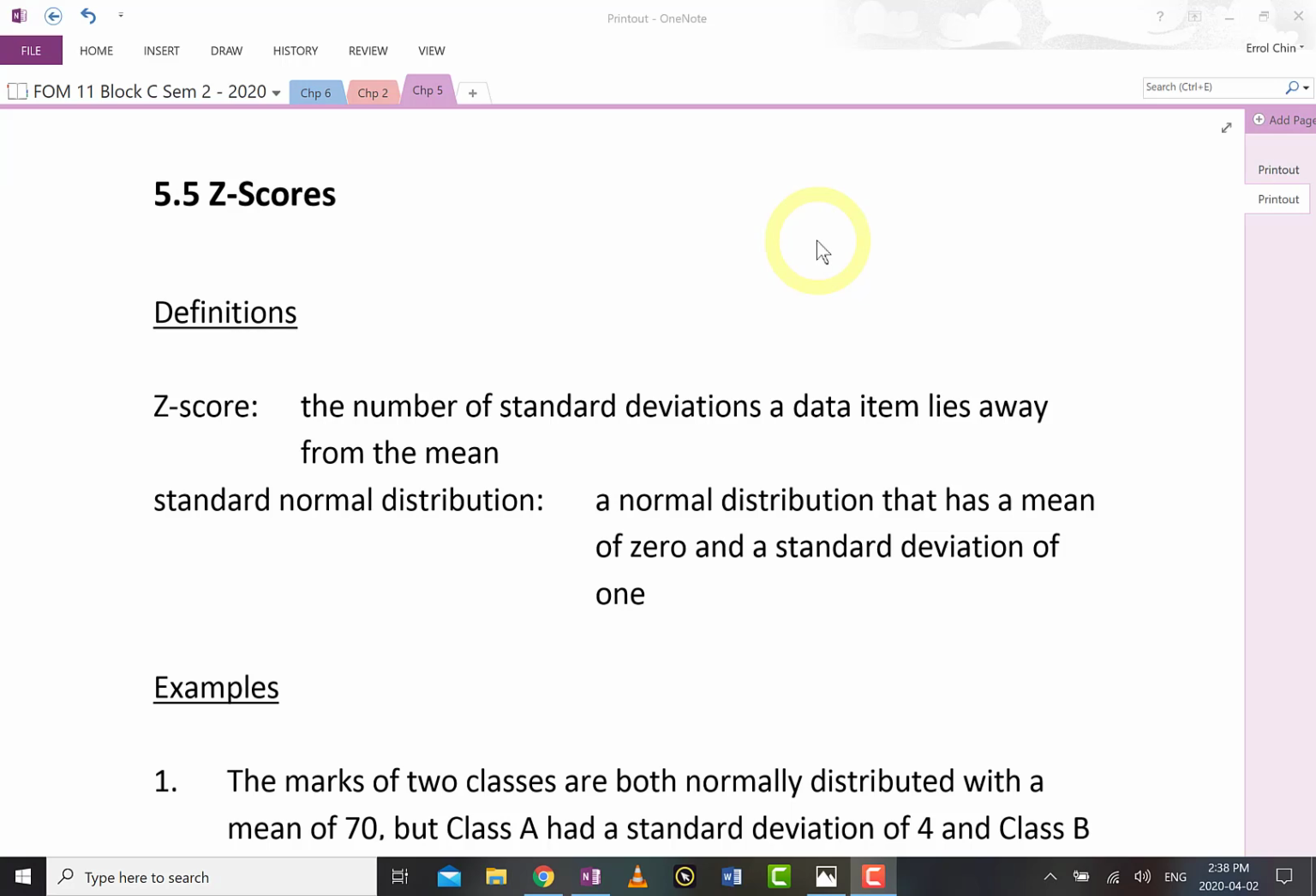So this is for FOM 11, Chapter 5, Section 5, the introduction of z-scores. It says here, z-scores are the number of standard deviations a data item lies away from the mean. And of course, that just means away from the average. So the standard normal distribution is a normal distribution that has a mean of 0 and a standard deviation of 1.